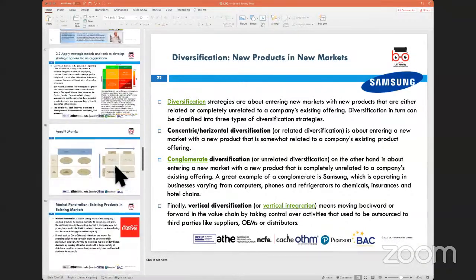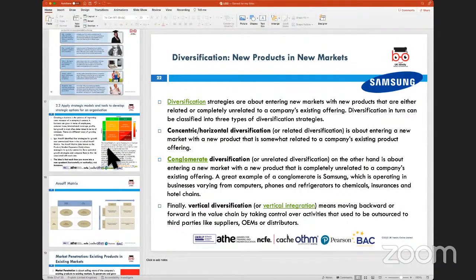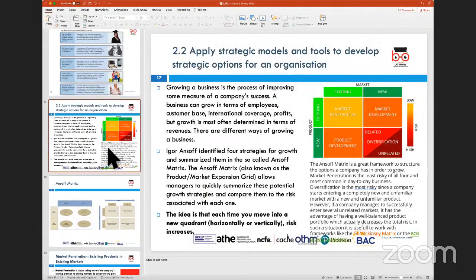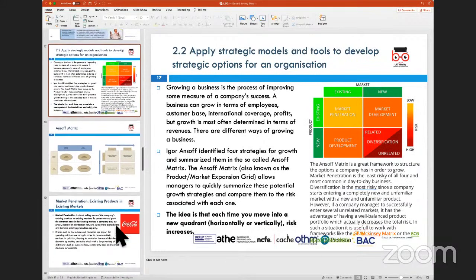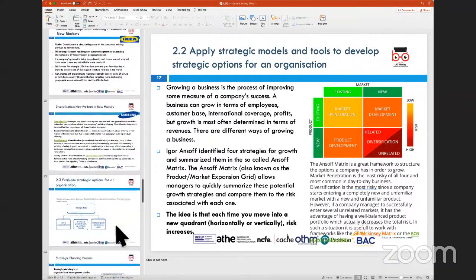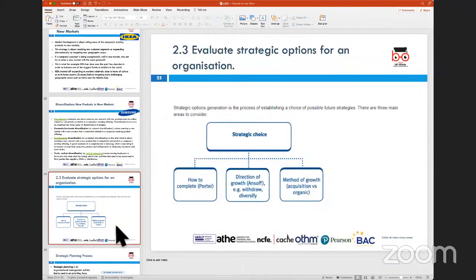So I hope the second assessment criteria, apply strategic modeling and look at tools, how organizations would develop options, is clear by using the Ainsworth matrix for this particular topic, and looking at these 4 examples for discussion. Now, the last one that we are talking about is we need to evaluate strategic options of an organization. When we talk about strategic options, what is the option I have? What is the choice I have? In those cases, we talk about strategic options.